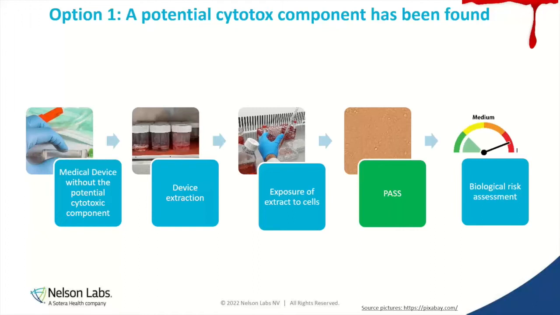First option is, okay, you take your device and you remove the cytotoxic component out of the device, and you perform your cytotox test again under the same conditions. So you do the extraction, you expose the extracts to the cells, and if you then see a pass, you can actually confirm that that component indeed was causing the cytotoxic effect. It says also that you need a biological risk assessment to get out, but that will come later, but you have already that option. I think, have you ever done that or?